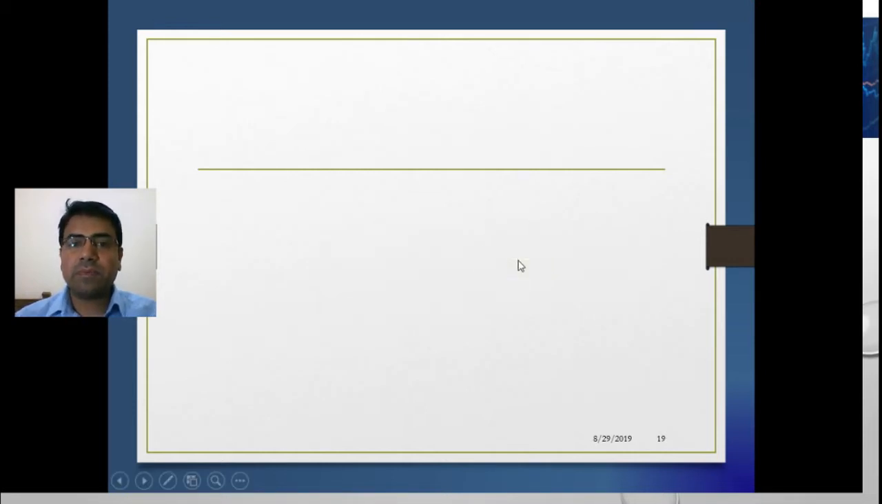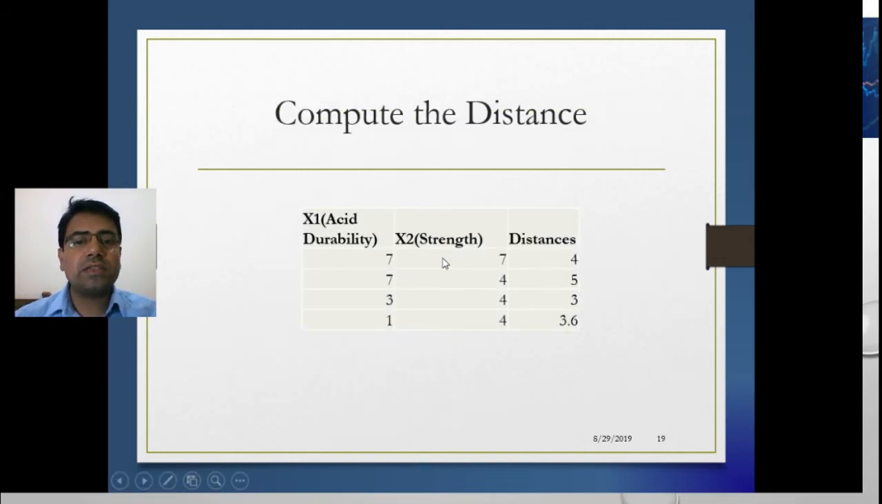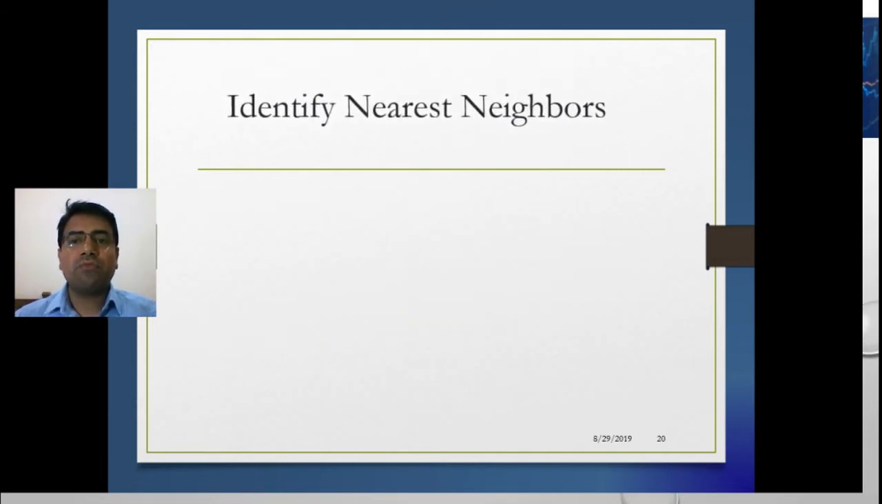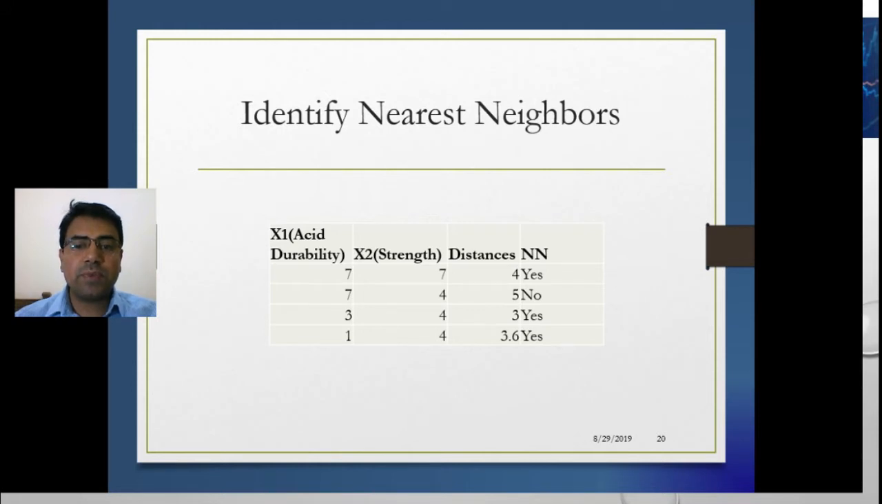So what is the first step in order to perform the k-nearest neighbor? Compute the distance. We compute the distance between the given samples and the unknown sample. These are the distances, and we utilize these distances to identify the nearest neighbors to the unknown sample. Here we go, identify nearest neighbor. Does the first sample belong to the nearest neighbors? Yes, because this is one of the smallest distances between the unknown sample and the given data set.